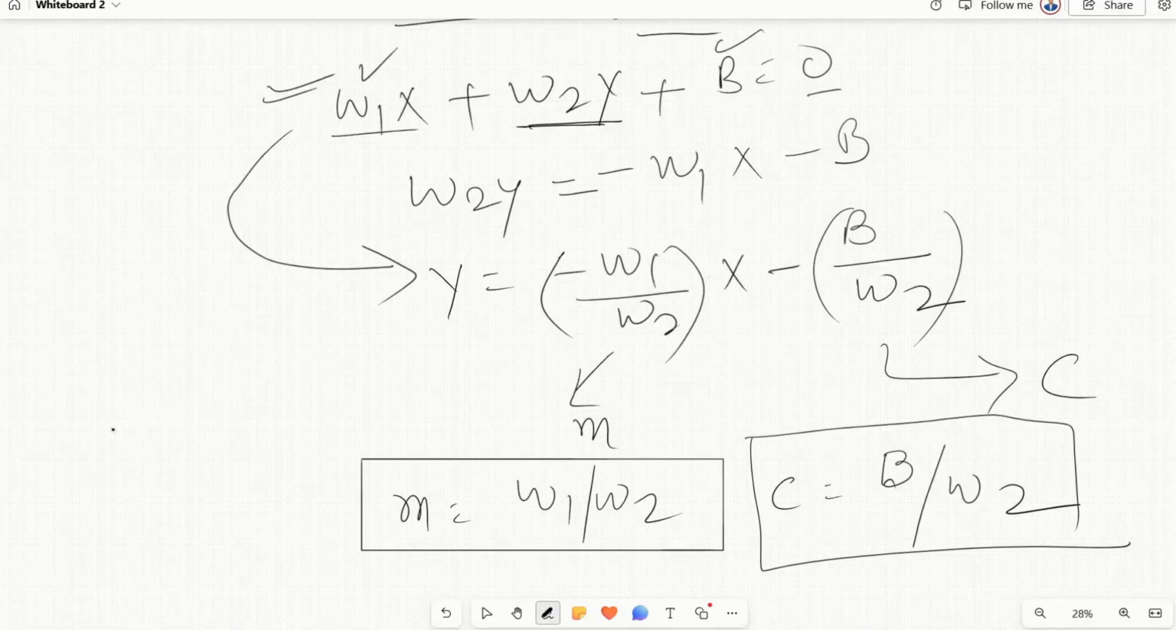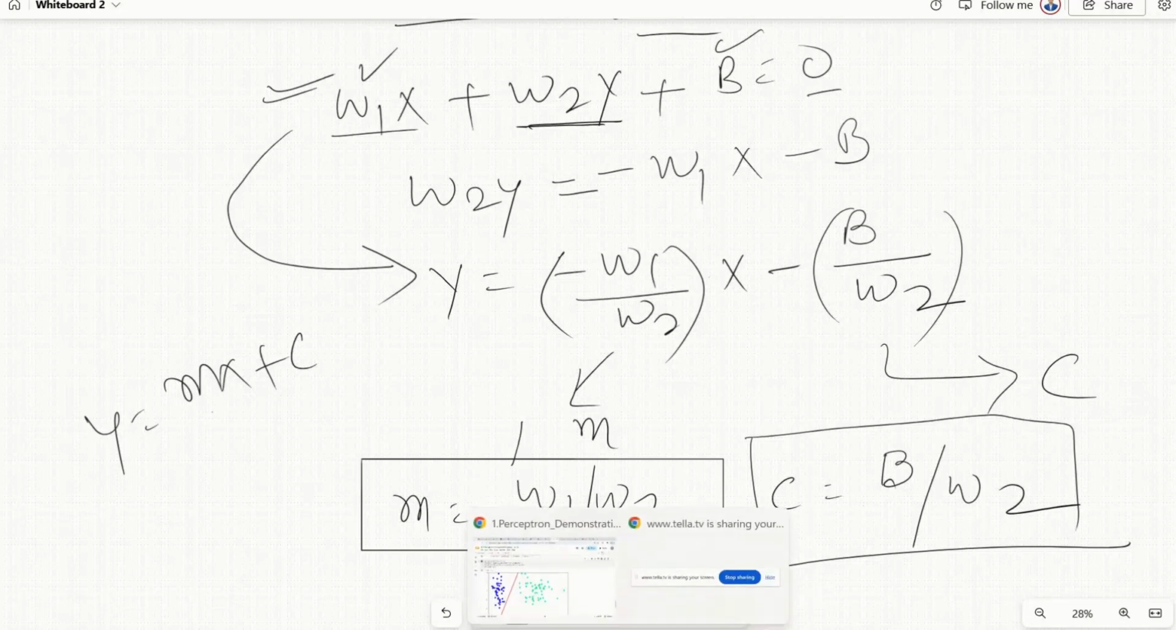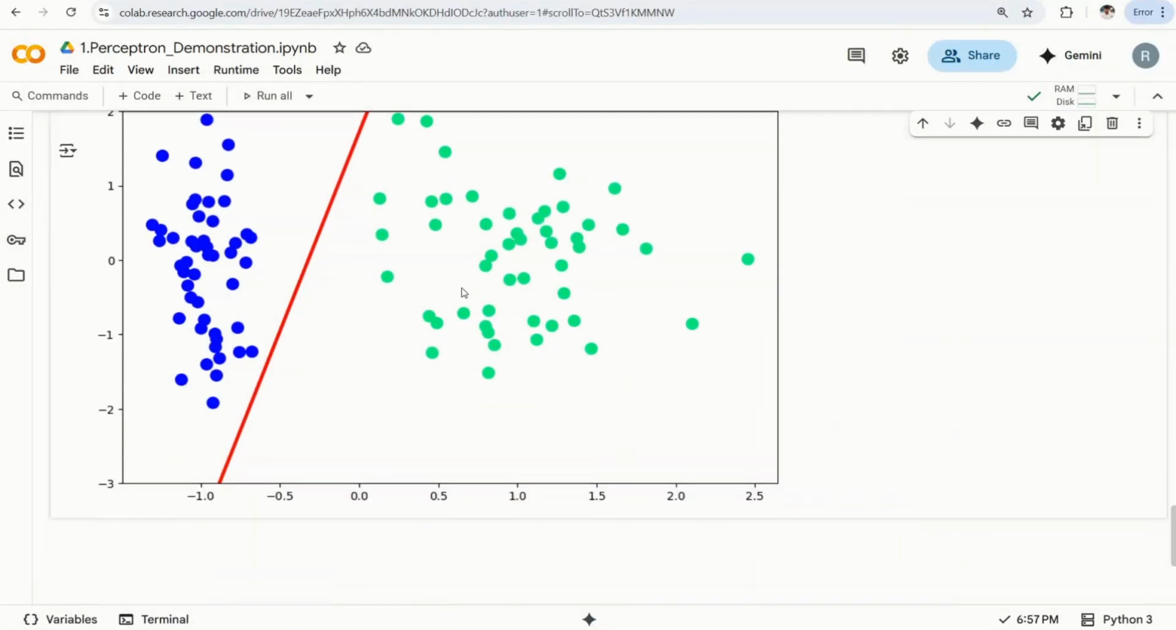The straight line is y is equal to mx plus c, and in order to find mx plus c, my m depends upon the weights and bias. After the training I found my weights and my bias. So this m and c I can only find after the training, and then I can find the straight line. You can see that this way it is finding a kind of fit line.